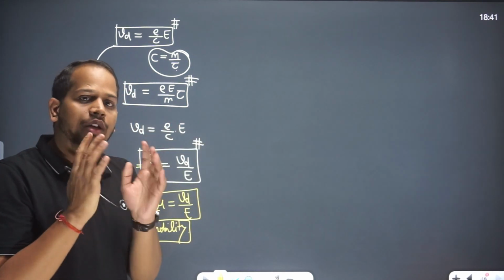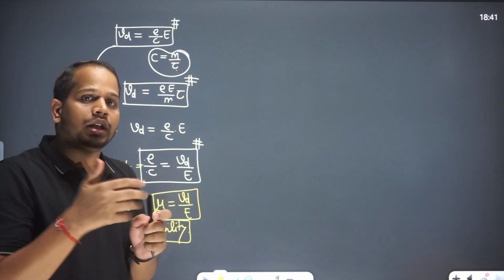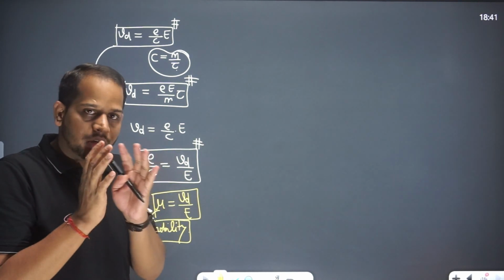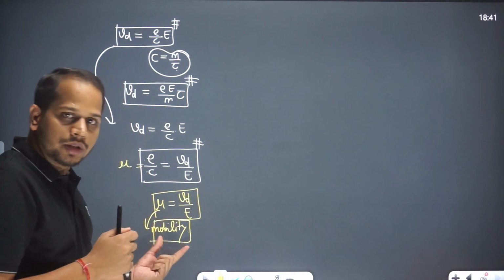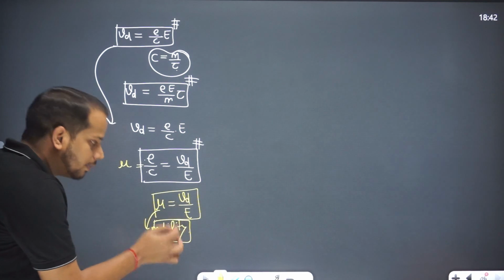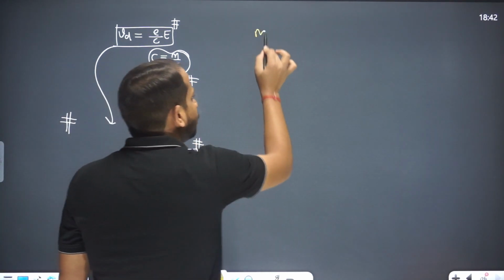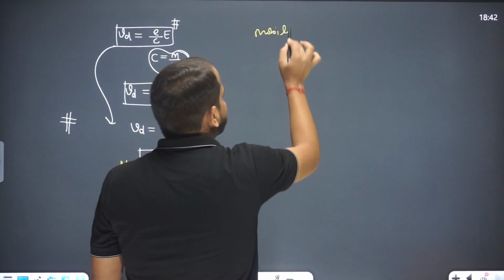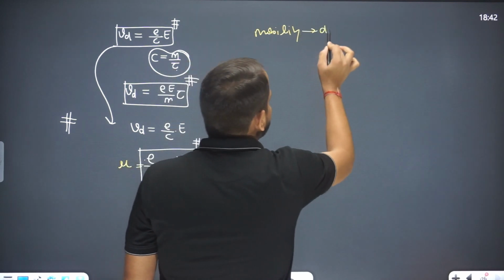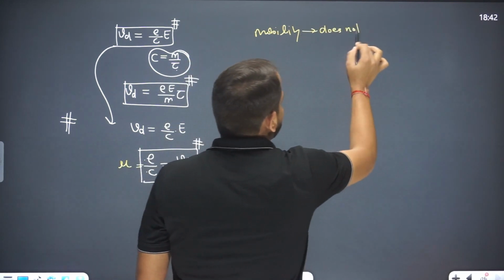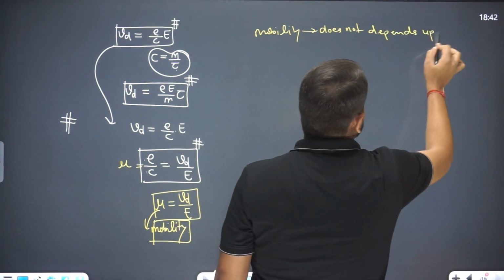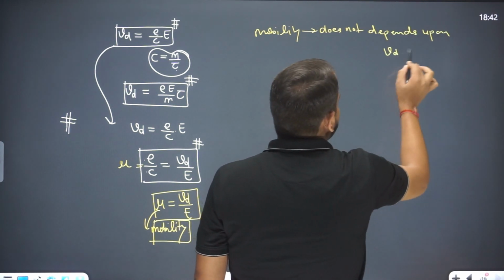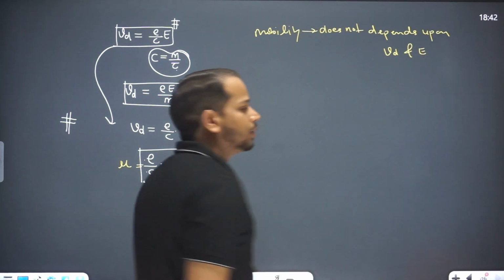If I say we have a very good conductor, then what will happen? The mobility will be very high, and mobility also depends upon mass. I will explain that. This is mobility, and mobility is Vd by E. But this mobility does not depend upon Vd and E.